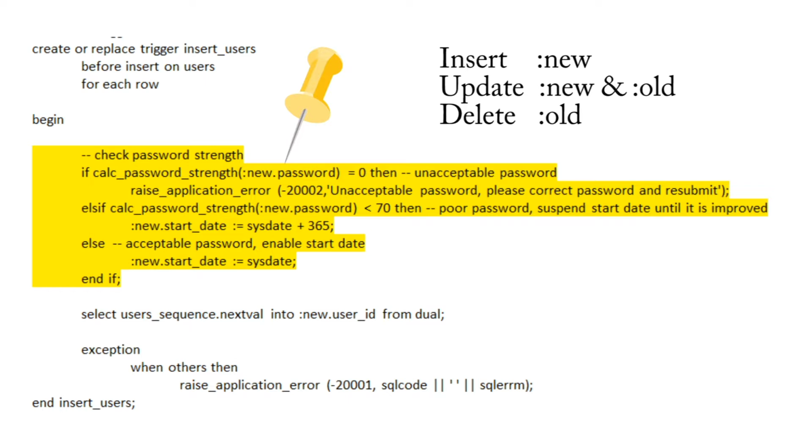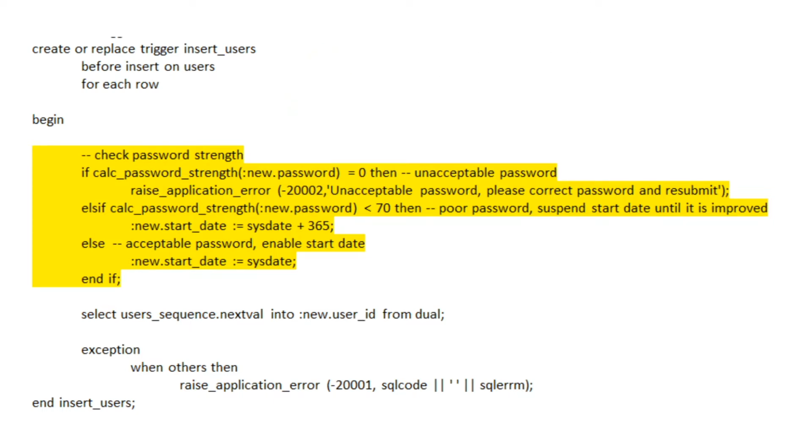Update triggers have two pseudo rows, new and old. Same usage. Delete triggers just have the old pseudo row. Anyway, you need to check the values of columns being inserted to a table before actually allowing the insert. Use the :new pseudo row dot column values. Here we're enforcing password strength requirements, so we pass our candidate password into the calc password strength function and then evaluate its relative strength to determine how to proceed.